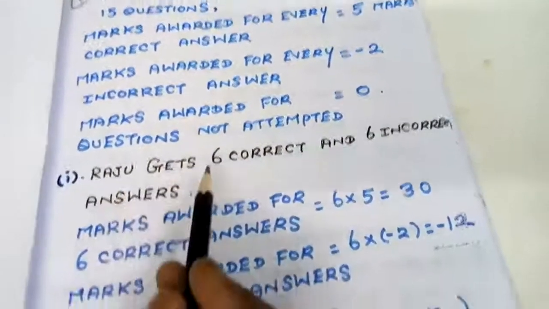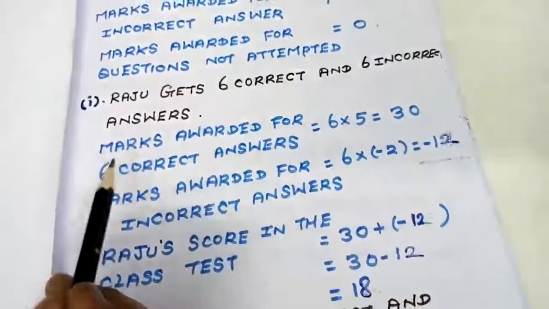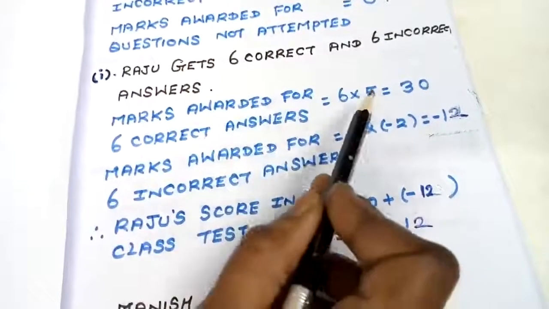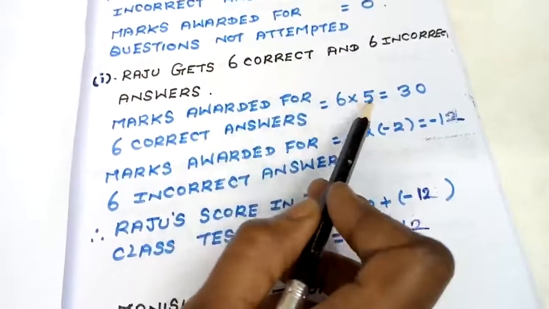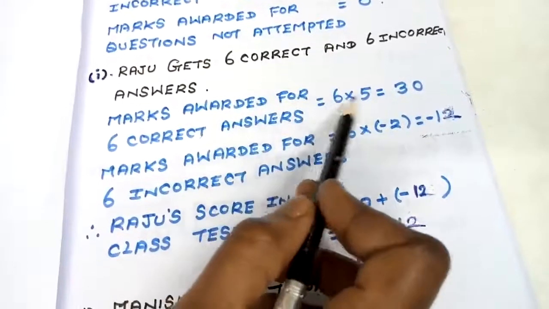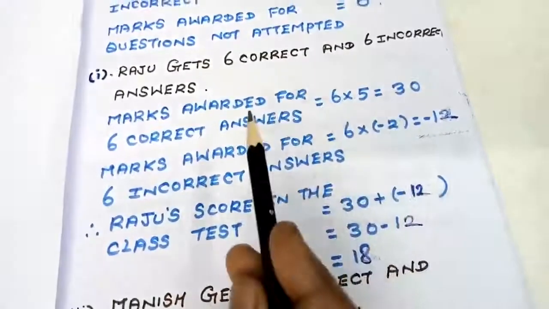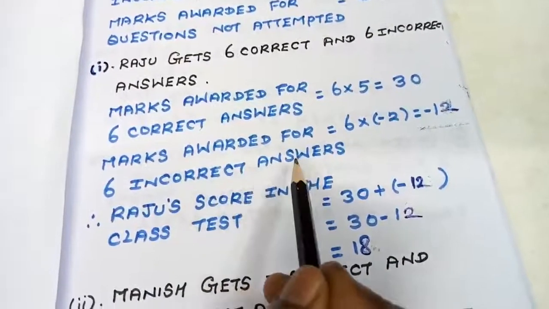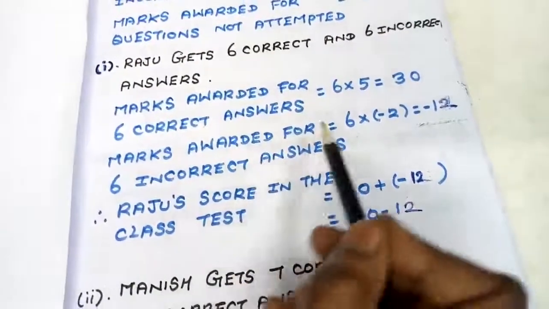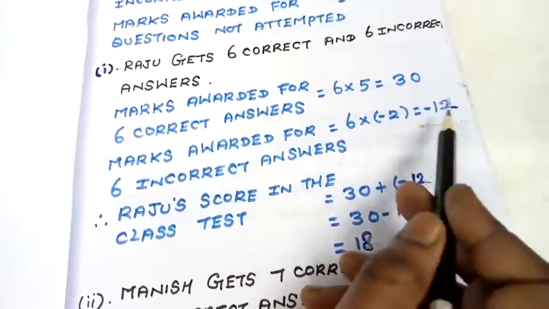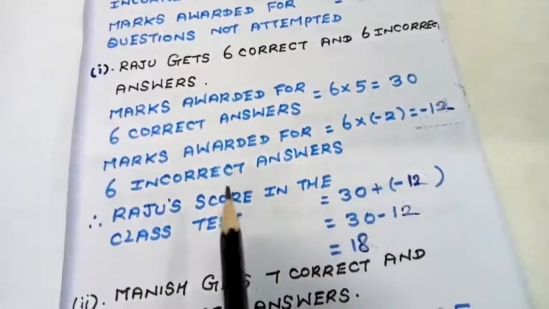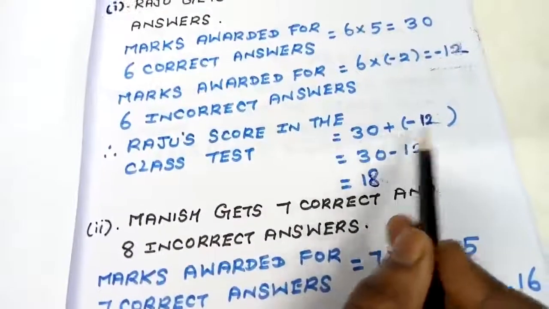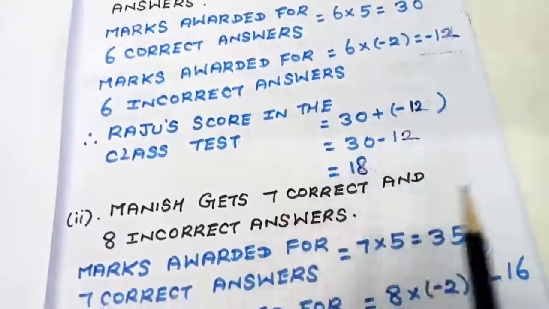So Raju gets 6 correct and 6 incorrect. 6 correct answers: for one correct answer it is 5, so 6 into 5, 30. 6 incorrect answers: for one incorrect answer they will give you the mark minus 2. So 6 into minus 2, you will get the answer as minus 12. So Raju's score in the class test is 30 plus minus 12, if you calculate you are going to get the answer as 18.